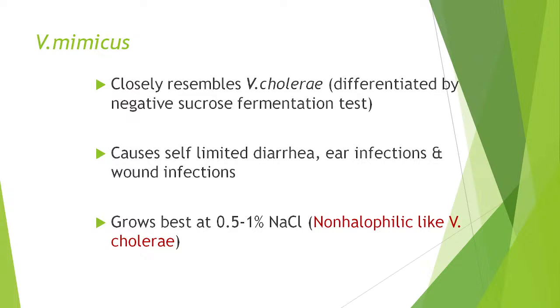Now there is Vibrio mimicus. It closely resembles Vibrio cholerae. Why? Because it can survive in low salt as well. Okay, but how is it differentiated from Vibrio cholerae? Negative sucrose fermentation test. So it doesn't utilize sucrose. For Vibrio cholerae we used sucrose in TCBS. The sucrose-fermenting colony, with bromothymol blue as the indicator, gave yellow colonies. This will not give yellow colonies on TCBS.